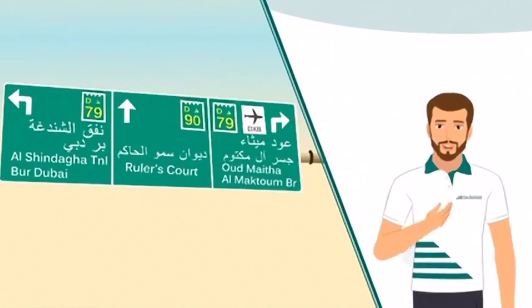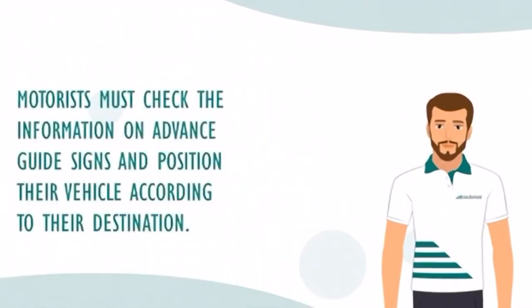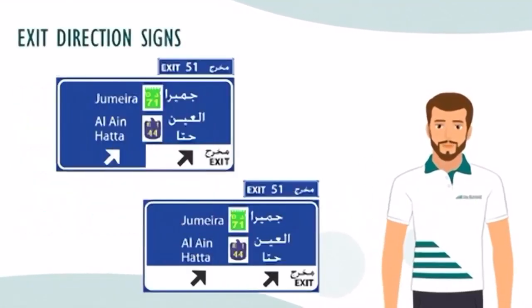Advanced guide signs include route emblems, trailblazing symbols, and directional information. Motorists must check the information on advanced guide signs and position their vehicle according to their destination. Let's learn about exit direction signs now. Exit direction signs help motorists to choose the proper lane that should be taken prior to exit.